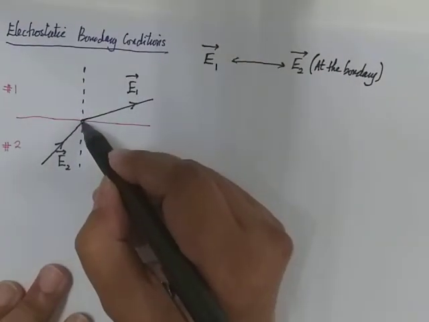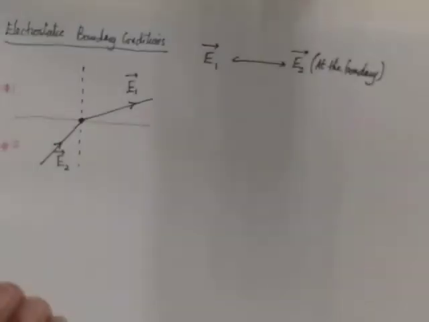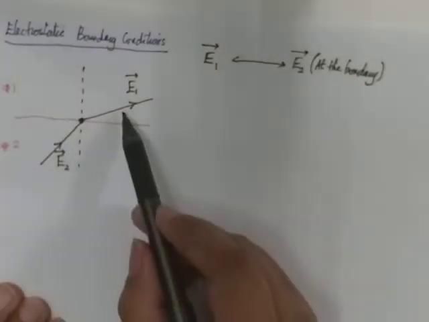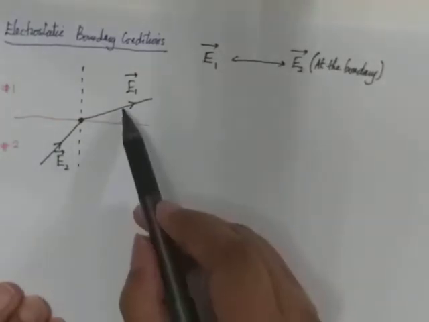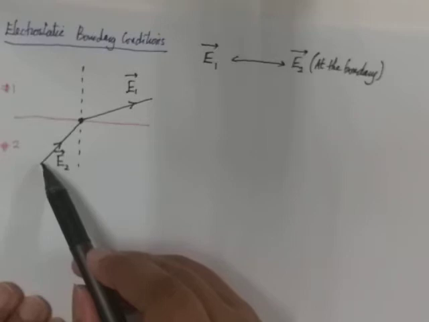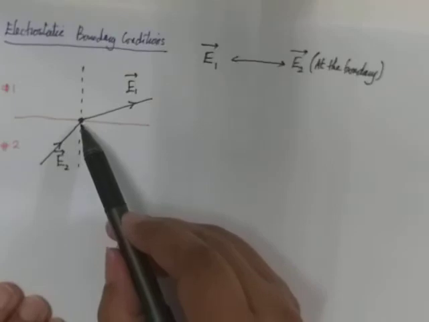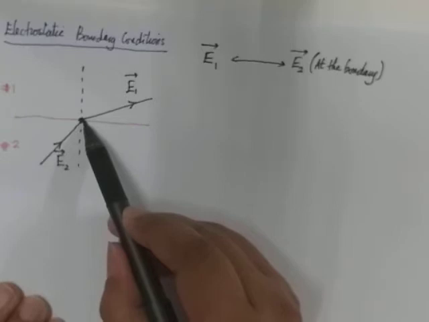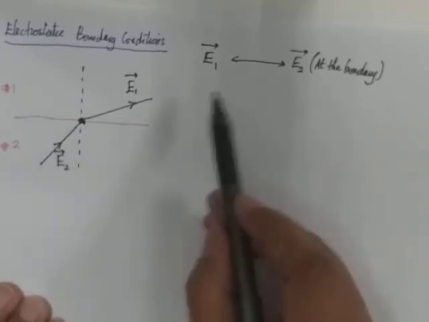Where? Here. Because at that point only the E1 and E2 actually interact with each other. You cannot assume the mathematics we develop here to be located at this position, because at this position there is only E1, correct? There's no E2. Similarly, I cannot consider this position, because here the only field that appears is E2. So my discussion now is focused at this particular point where E1 is actually meeting with E2. So this is the equation that we want to develop.